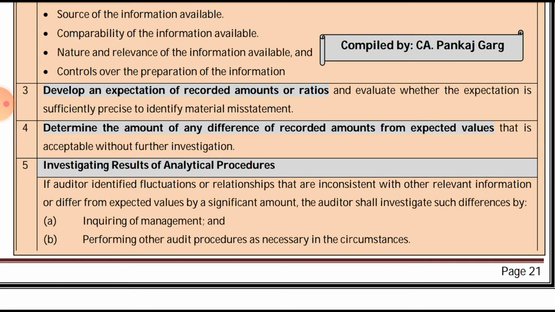I will repeat the third, fourth and fifth points again. Develop an expectation of the recorded amount and the ratio, and evaluate whether the expectation is sufficiently precise to identify the material misstatement. Determine the amount of any difference of the recorded amount from the expected value that is acceptable without further investigation. And investigate any result of the analytical procedure: if the auditor identifies a fluctuation or relationship inconsistent with other information, or differing from the expected value by a significant amount, the auditor shall investigate such differences by inquiry of the management and perform other audit procedures as necessary in the circumstances.